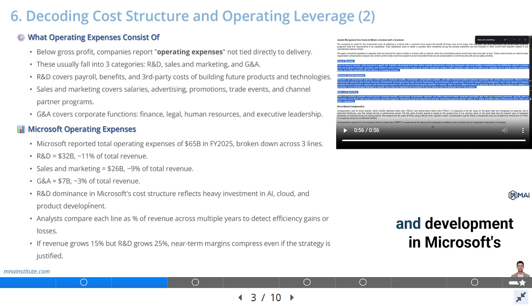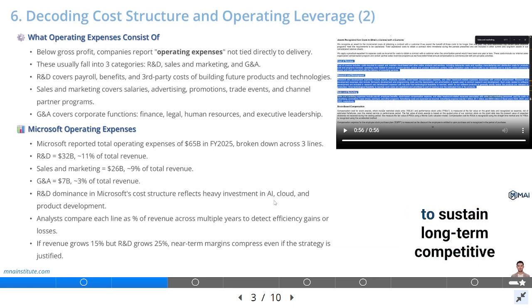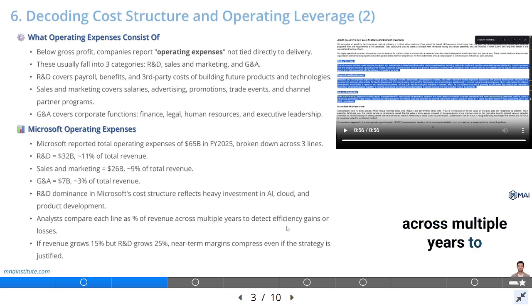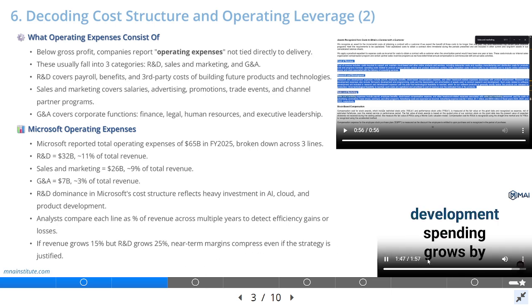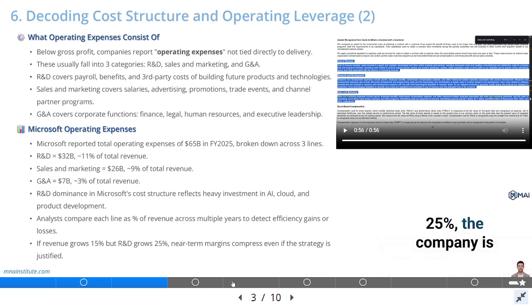The dominance of research and development in Microsoft's cost structure reflects a strategic choice to invest heavily in AI, cloud infrastructure, and product development to sustain long-term competitive position. Analysts compare each of these line items as a percentage of revenue across multiple years to detect whether the company is gaining or losing efficiency as it grows. If revenue grows by 15%, but research and development spending grows by 25%, the company is investing.